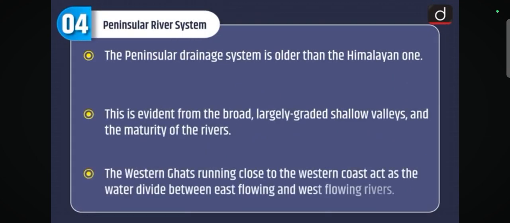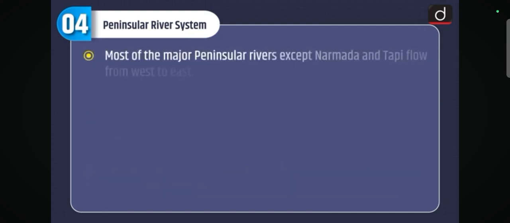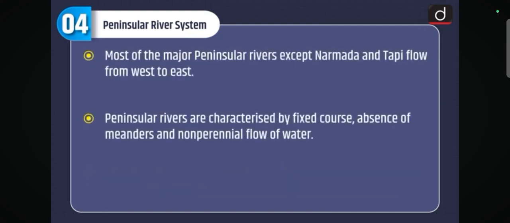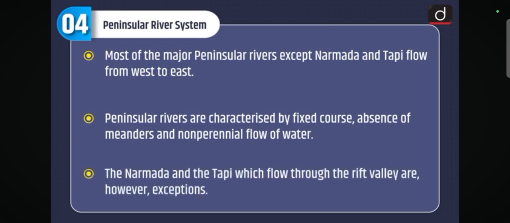Now let's discuss the peninsular river system. The drainage system is older than the Himalayan one. This is evident from the broad, largely graded shallow valleys and the maturity of the rivers. The Western Ghats running close to the western coast act as the water divide between east-flowing and west-flowing rivers. Most of the major peninsular rivers except Narmada and Tapi flow from west to east. Peninsular rivers are characterized by fixed course, absence of meanders and non-perennial flow of water. The Narmada and the Tapi, which flow through the Rift Valley, are however exceptions.